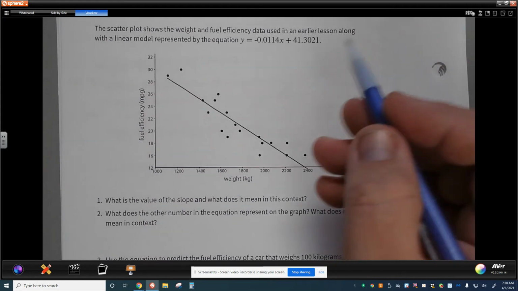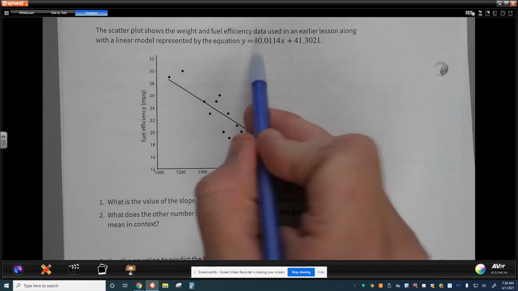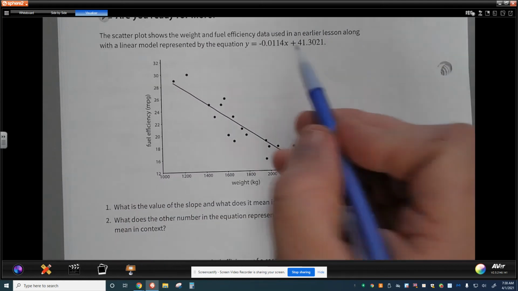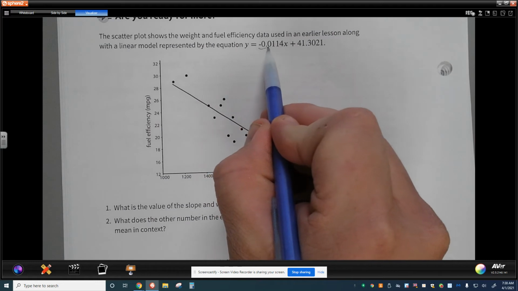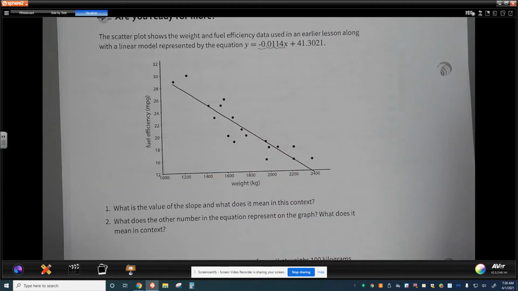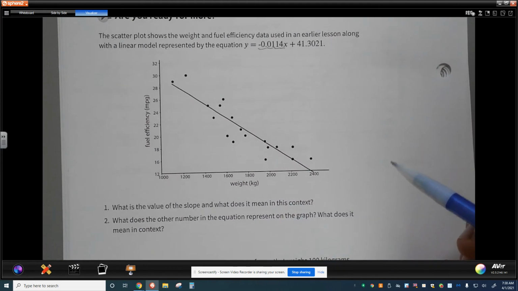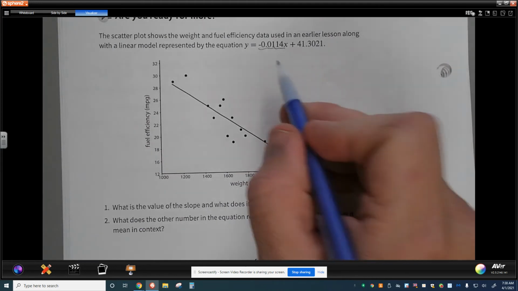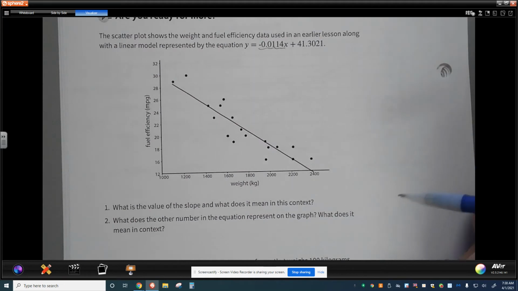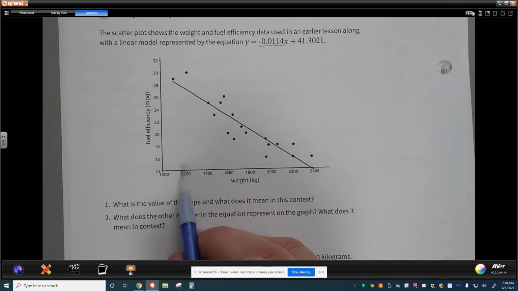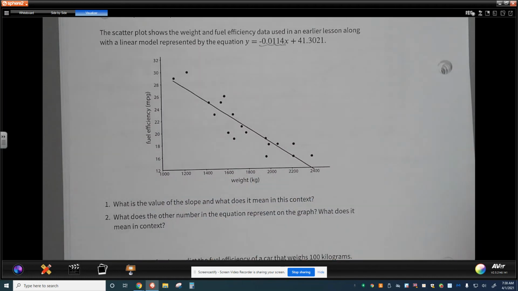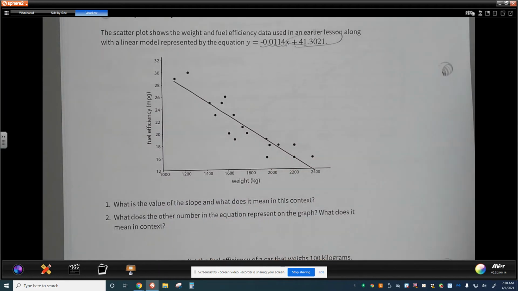Well, in here, we're going to look back to the equation. The scatter plot shows the weight and fuel efficiency data that was used earlier in the lesson. We see that the slope is written just a little bit different than what we saw earlier, where we saw it to the thousandths. This one went out to the ten thousandths. And what does it mean? Well, it means that as a vehicle increases in weight, the fuel efficiency is going to drop. So what does the other number in the equation represent right here? Well, that would be our y-intercept. It's going to be the value of the y-coordinate when the x is 0.